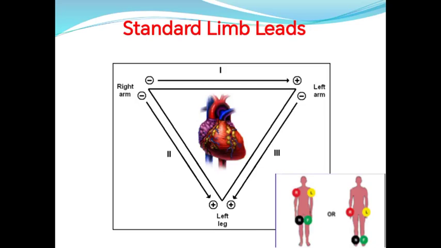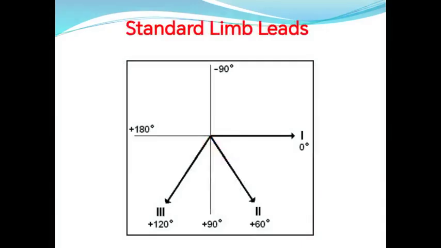The standard limb leads have 2 points, negative and positive. If you connect the 2 points together, this gives us the vector. This is what we call the vector. This is the vector for lead 1, and this is the vector for lead 3, and this is the vector for lead 2. Again, if we use the angles, the horizontal and the vertical, we can use the angle to locate these standard limb leads.